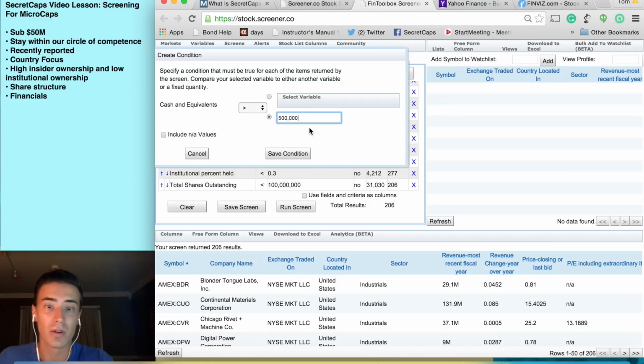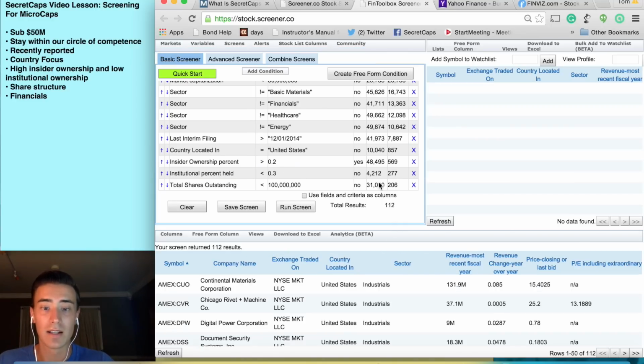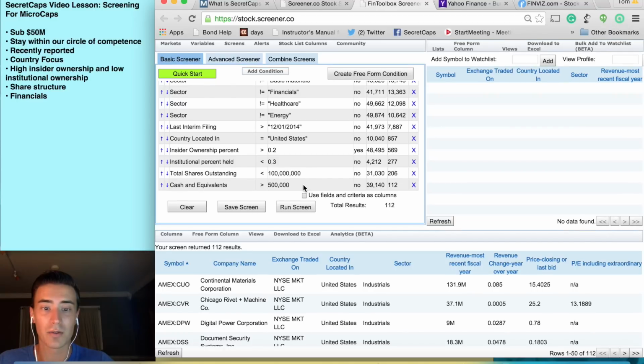I mean, that's kind of low, but we don't want to exclude any great gems that are under 10 million that might have 500K in cash. That's a lot to them with a low burn rate. So we're going to keep that at greater than 500 grand. And interestingly, that narrows it down quite a lot.